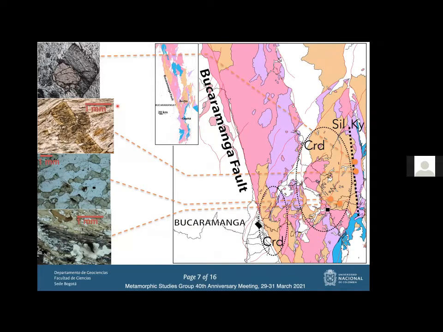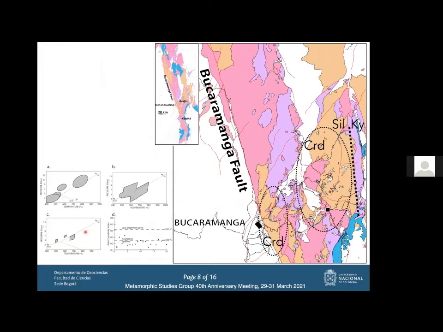Some thin section microphotographs to represent some of the associations. In the schist, we see the association garnet kyanite and also staurolite with garnet, although garnet is not shown in this image. And in the gneiss, we have a cordierite gneiss with fibrolite associated with the cordierite and a sillimanite schist where we see a prismatic sillimanite.